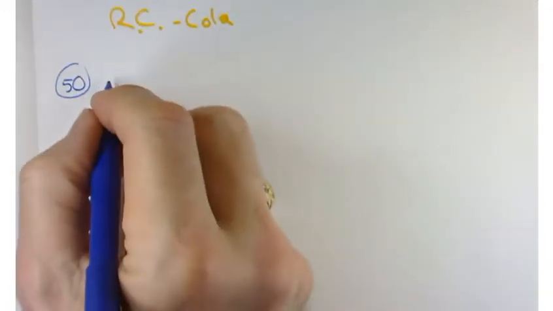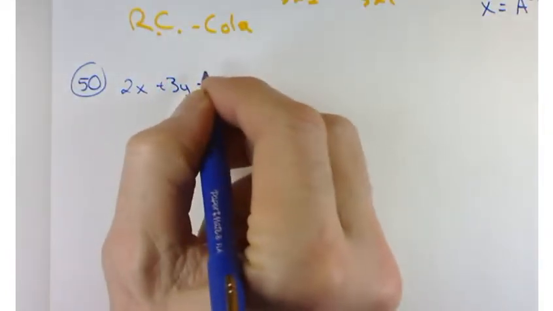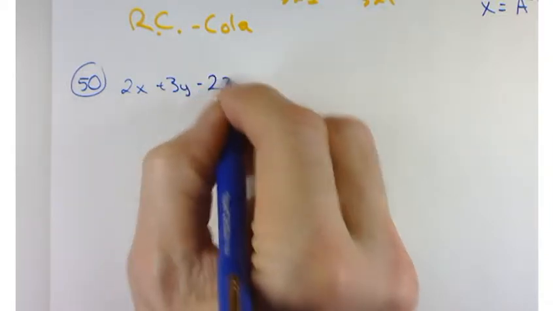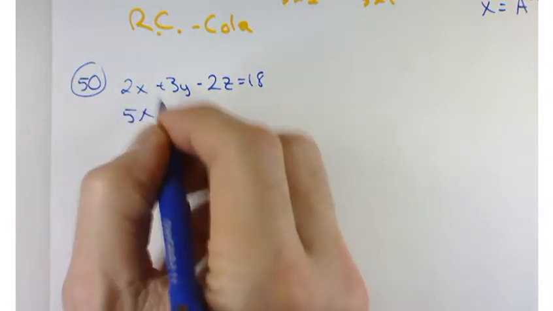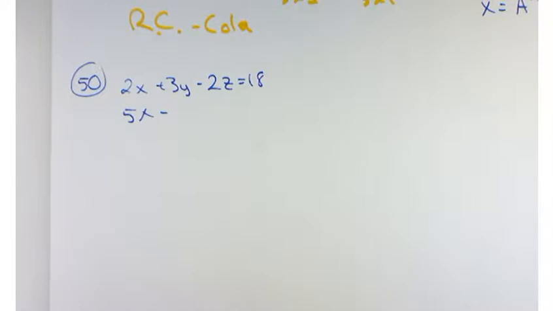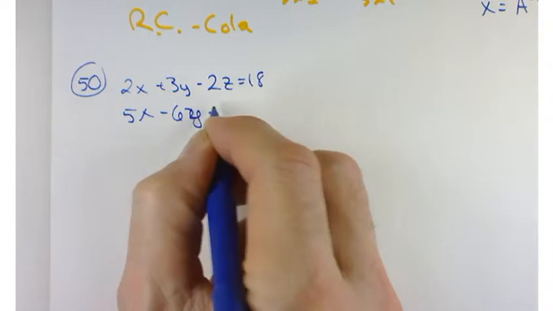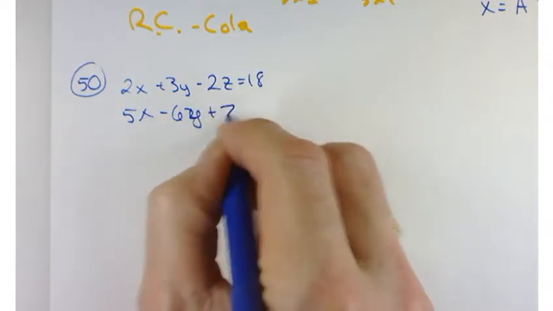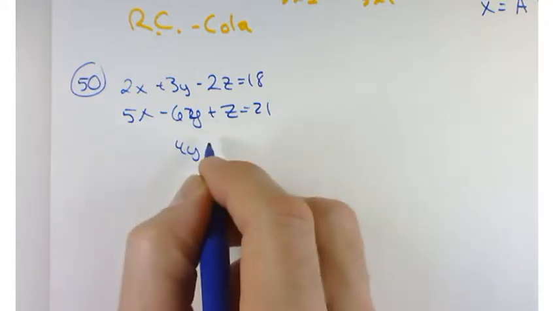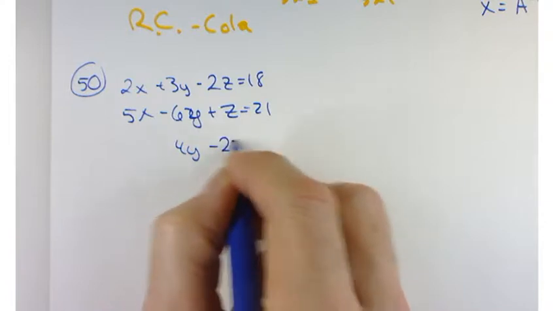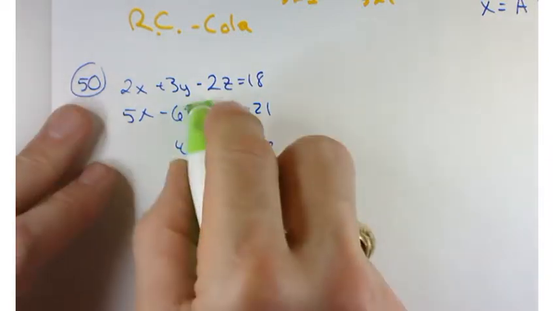So the system of equations in problem 50 is 2x plus 3y minus 2z equals 18, 5x minus 6y, whoops, wake up, minus 6y, yeah, how about a y here, plus z equals 21, and last but not least, 4y minus 2z equals 6. All right, let's apply a little Photoshop here, make that actually look like a y.